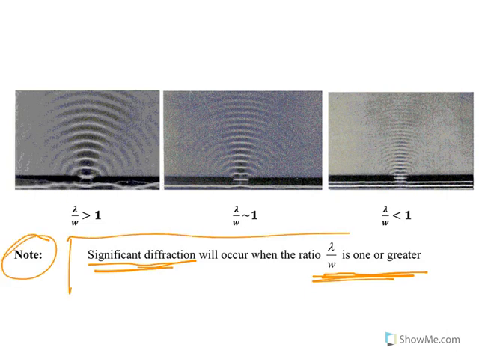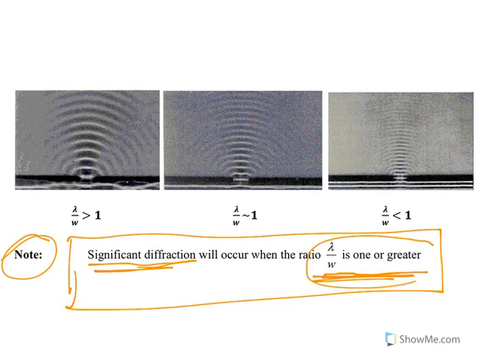So that note that I've put there is quite important, because that idea of the wavelength over the width of the gap being 1 or greater, giving significant diffraction, they've used that in exams a number of times. And I've had people, when they're doing their revision and going through the exams, ask, well, how do you know whether there's diffraction or not? So this bit on the end here, that I've circled, that's the bit you need to know. That's how you know whether there's diffraction or not.